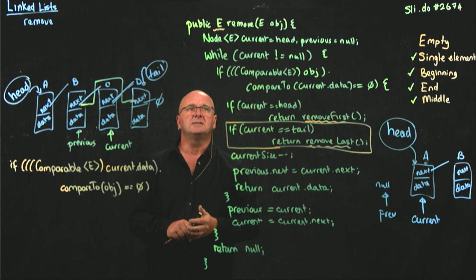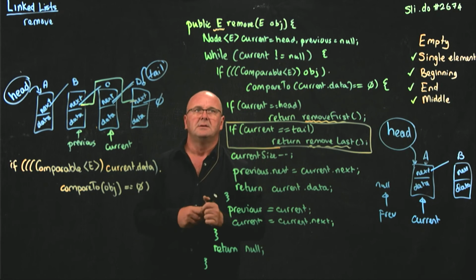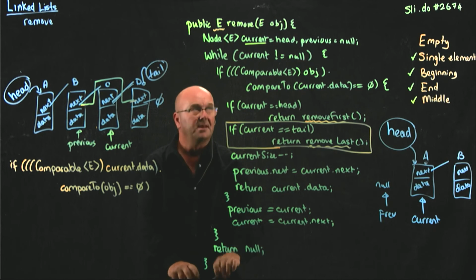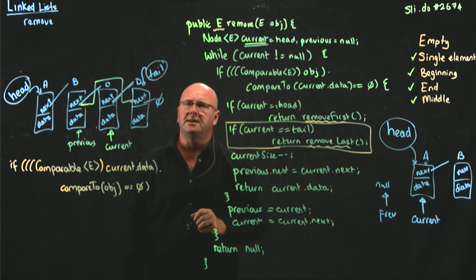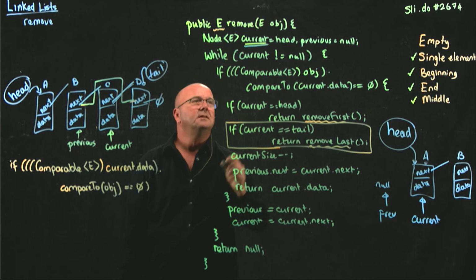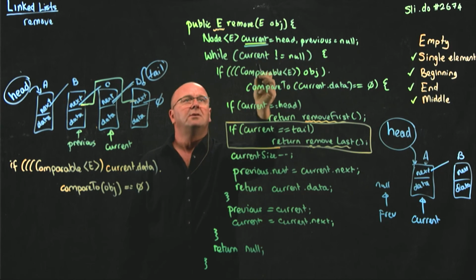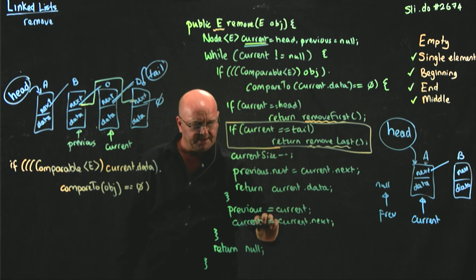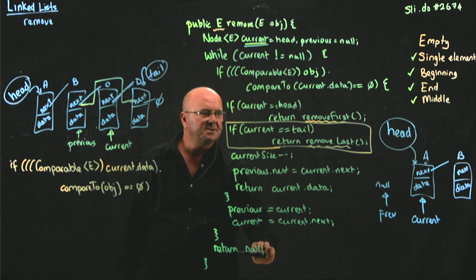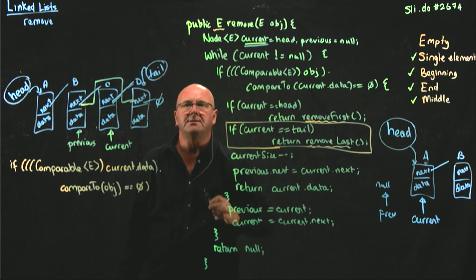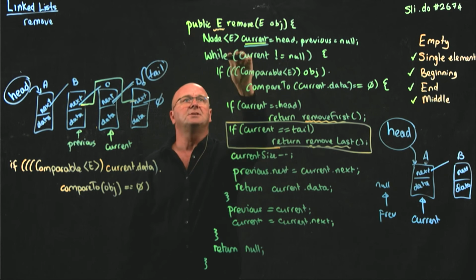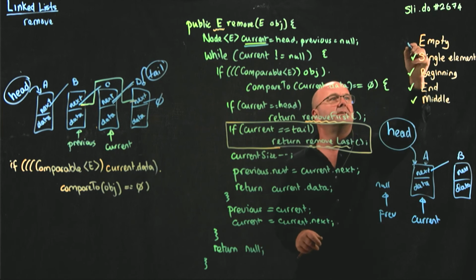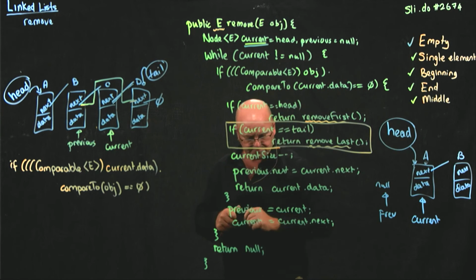Remember, when we have an empty list, head is null. So current starts off null. Oh, that's not very clear. Current starts off null in an empty list. So in an empty list, current is null, while current does not equal null, but current is null. So in an empty list, we don't do any of this. So we skip right down to here and we just return null. So we don't need a separate check for an empty list. That's actually built into this while current does not equal to null, right? So we've checked our empty list as well.